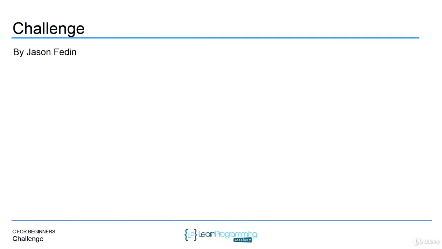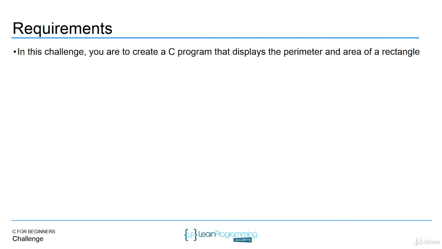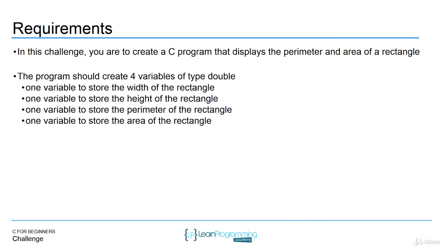This challenge assignment is going to test your understanding of data types and variables, more or less. So what I would like you to do is write a program that will display the perimeter and the area of a rectangle. The requirements are that you need to create 4 variables of type double: a variable to store the width of the rectangle, a variable to store the height, a variable to store the perimeter, and a variable to store the area of the rectangle.